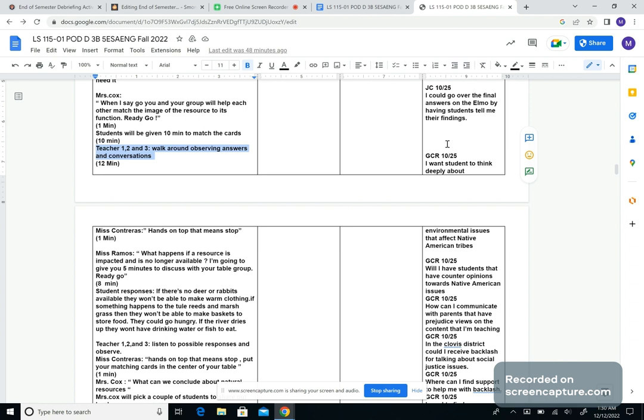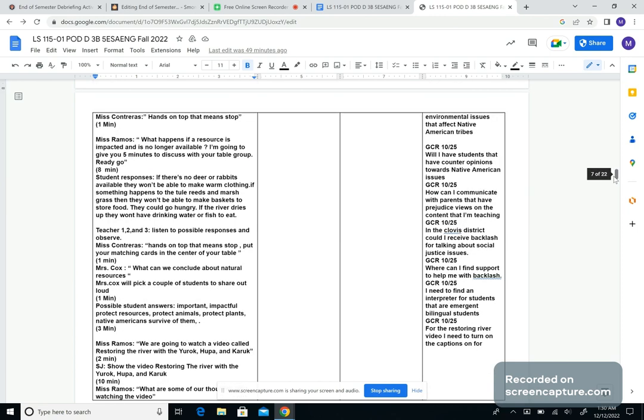So the whole class discussion allowed for students to kind of draw back on what they had just learned. For example, this question: what happens if a resource is impacted and is no longer available? We paused, we gave the class time to discuss that on their own. This allowed them to see if one thing gets taken out, it kind of makes the entire pyramid fall. So they were able to think back on the importance of natural resources.